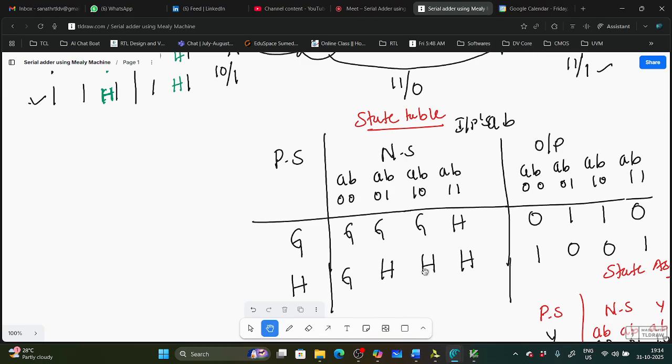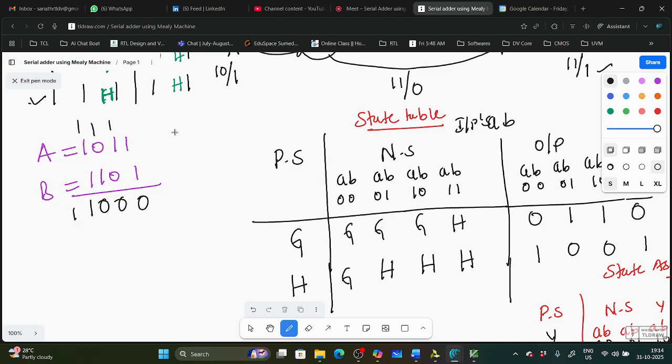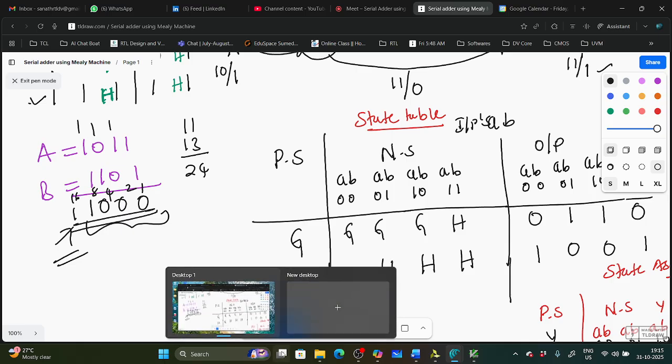That means what output will I need to get? I'm giving A equal to 1011 and B equal to 13, which is 1101. Normally, theoretically, 1 plus 1 is 0, carry 1; 0, carry 1; and 0, carry 1; 1, 1. So normally 11 plus 13 is 24. 24 means 16 plus 8, you got it, no? So this is my sum that you need to get, and this is nothing but the carry. This output I need to get when I simulate this.